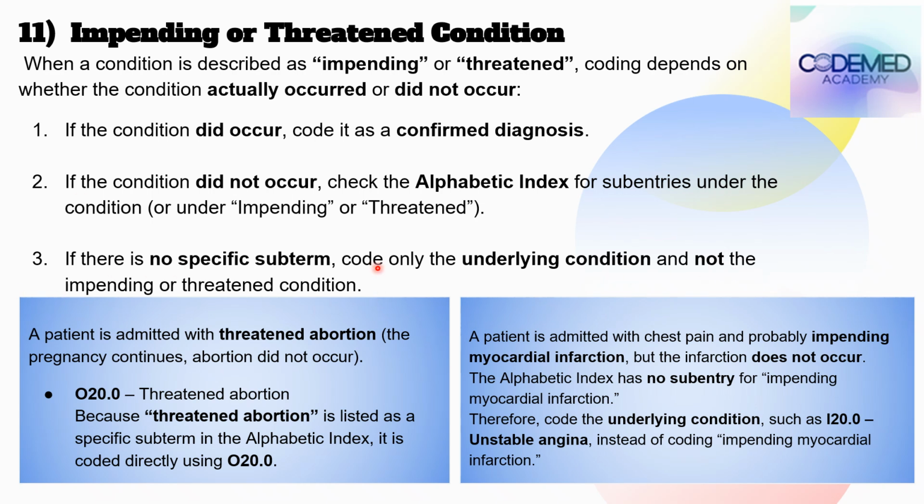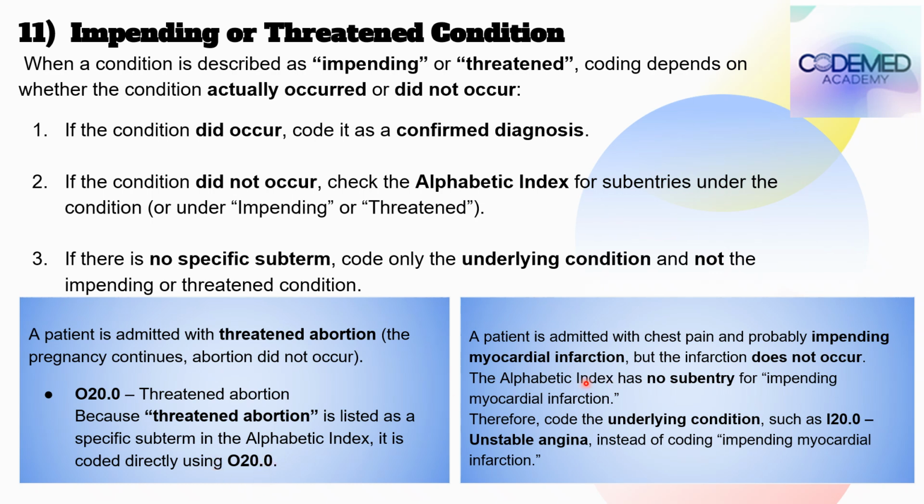So let us take two examples for you to understand this. A patient is admitted with a threatened abortion. That means the pregnancy, but the threatened abortion is the pregnancy continued and abortion did not occur. So now in this case, what will I do is I will check whether the alphabetical index has a subentry for the threatened abortion. And there is a subentry O20.0. Threatened abortion is listed as a specific subterm in the alphabetical index and I will code it. Now we'll take one more example.